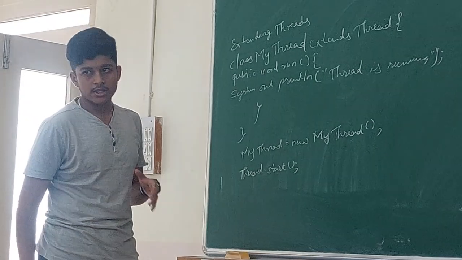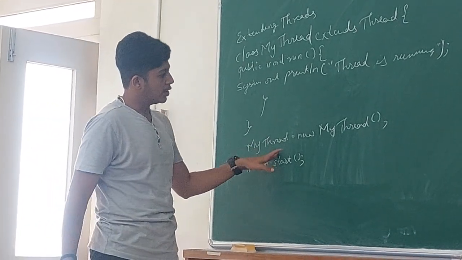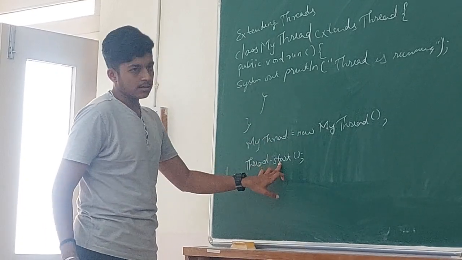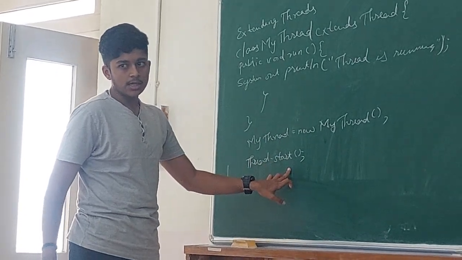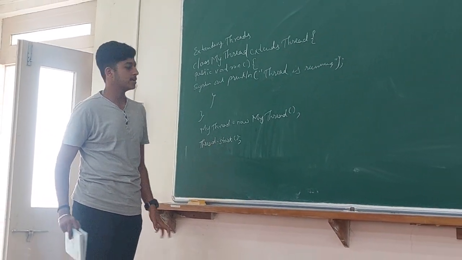We have to see whether the thread is running or not. So afterwards, MyThread, new thread, and then thread start. The thread will start from here. Then it will show in the output whether your thread is running correctly or not.